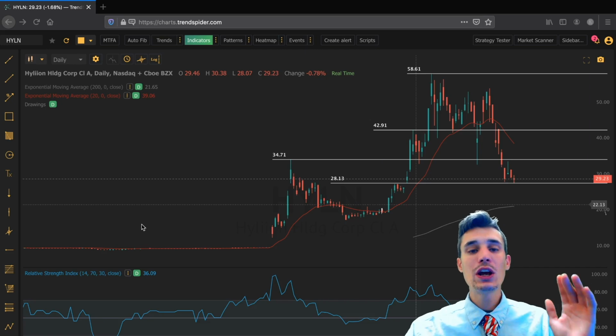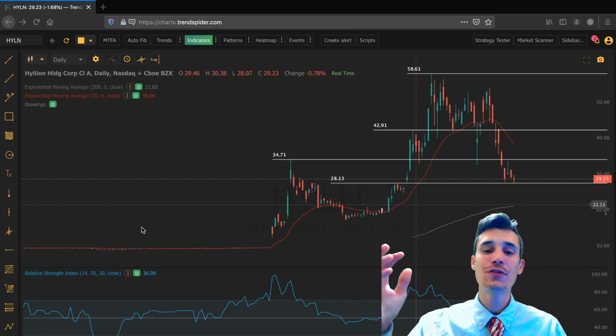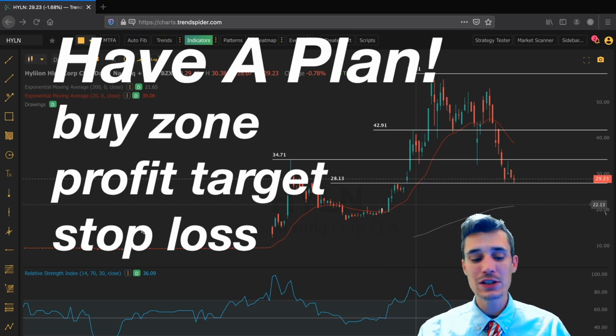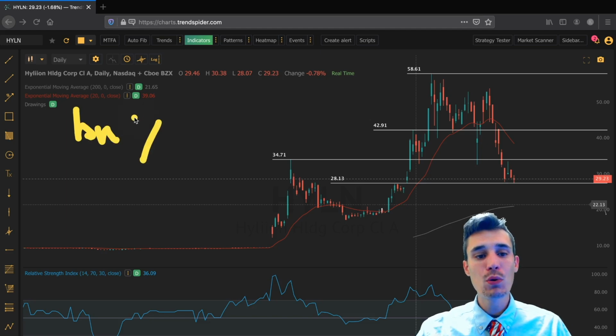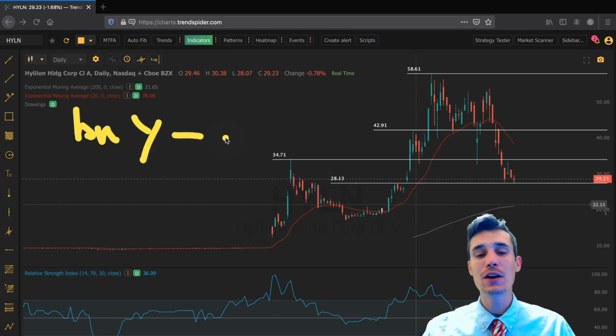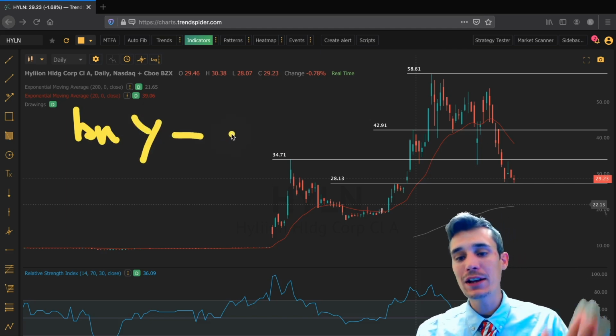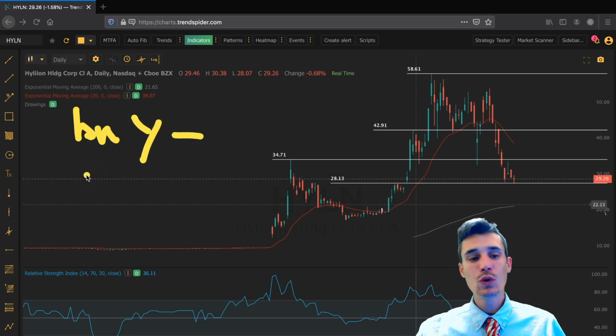And remember, we always want to have a plan before we make an investment, before we make a swing trade. That plan should consist of, where do I want to buy? What support area do I want to buy off of? You always want to buy in front of support on a pullback. Where do I want to sell?